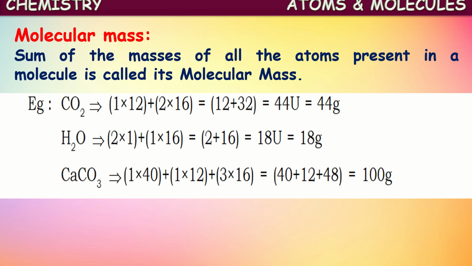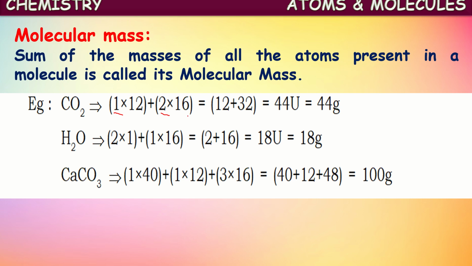For example, if you take CO2, in CO2, one carbon atom and two oxygen atoms are present. So one carbon, two oxygens. One carbon atomic mass is how much? 12. So 1 into 12. Two oxygen atoms, each oxygen atom carrying the atomic mass 16. So 2 into 16. The sum of the atomic masses is nothing but the molecular mass.